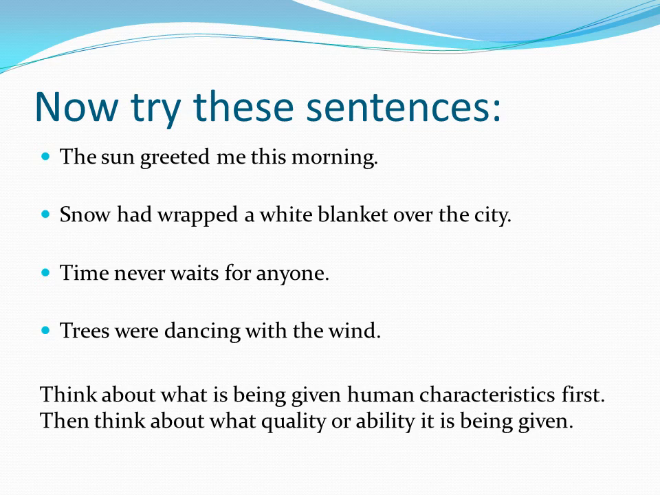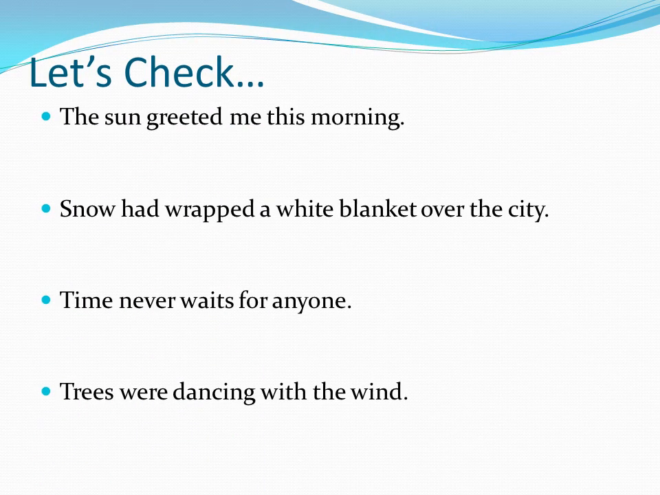Okay, let's check our answers. You ready? In the first sentence, "The sun greeted me this morning," the object that's being personified is the sun. And what did the sun do? Well, it greeted me this morning. So the sun is the object, and the way it was personified was being given the quality or characteristic of greeting you.